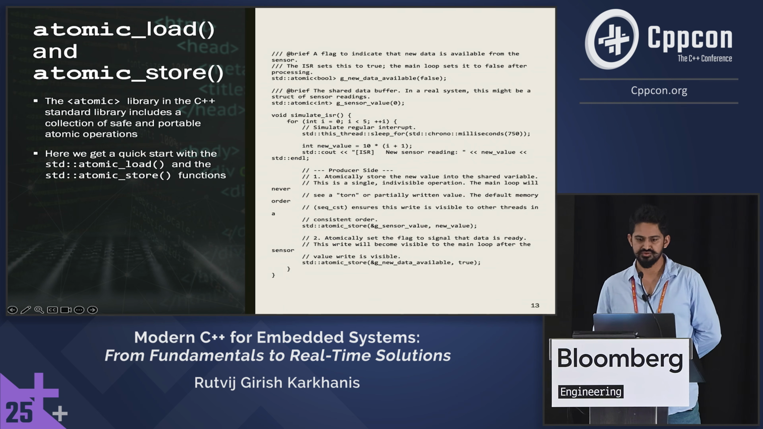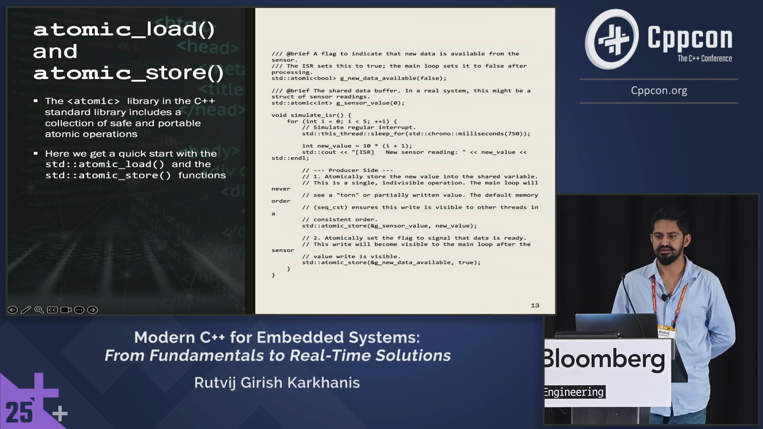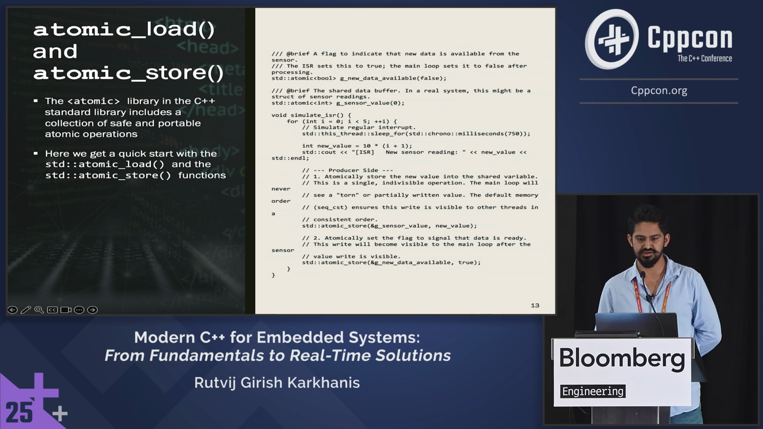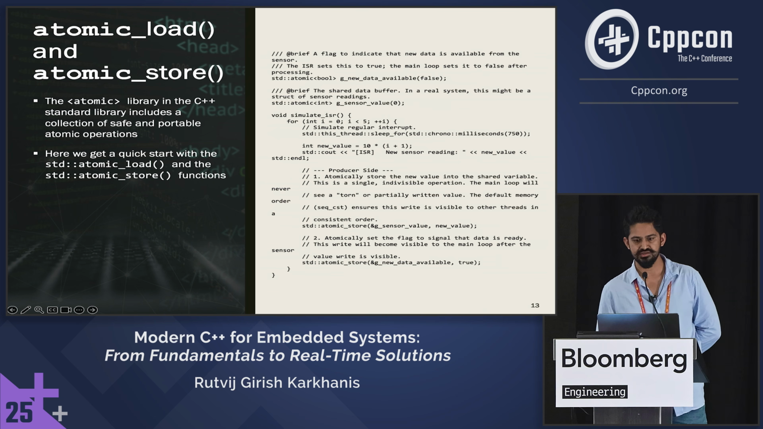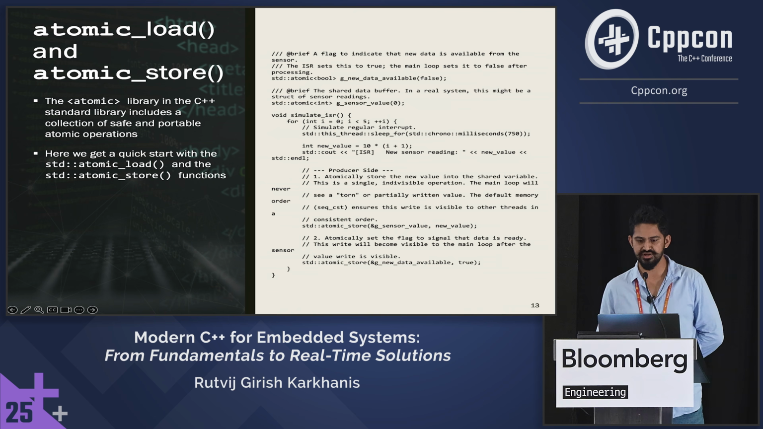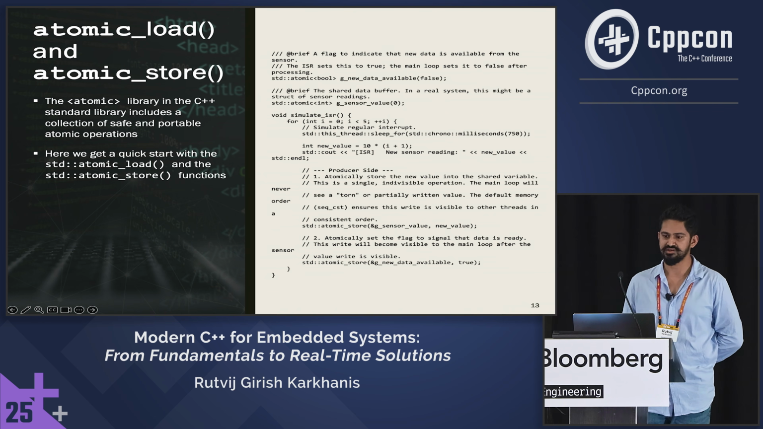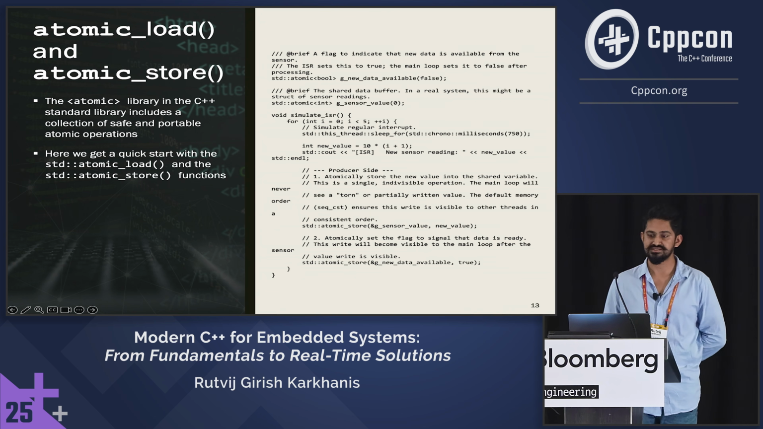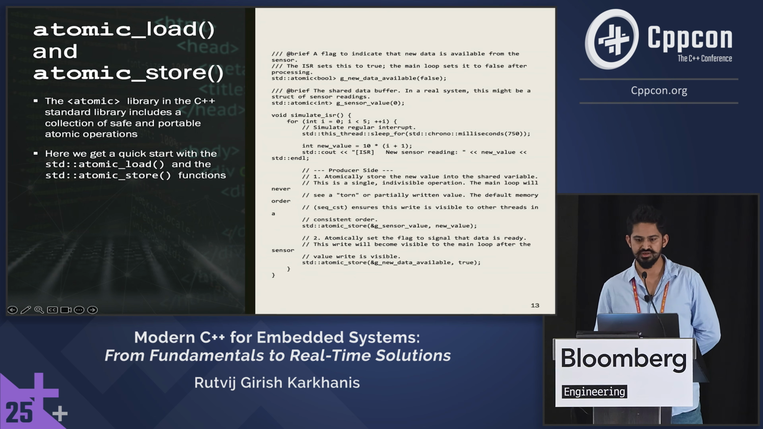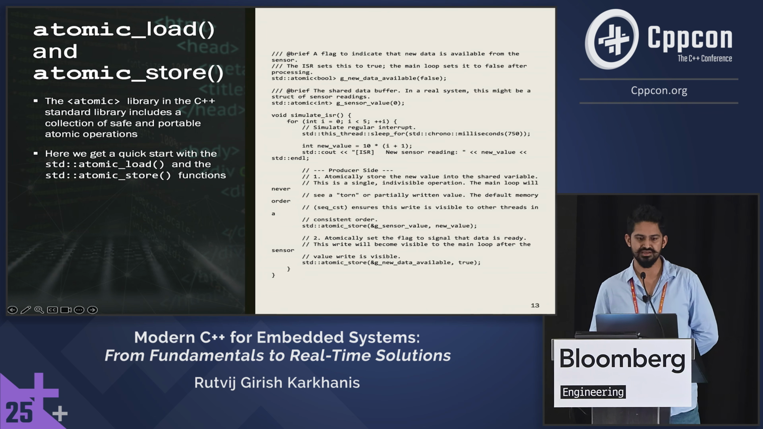Atomic load and atomic store. The C++ standard library includes a collection of safe and portable atomic operations in its atomic library. These are extremely useful to solve data races and reordering problems. On many systems, writing an integer, for example, isn't a single instantaneous operation. So the consumer side may be at a risk of reading a torn value, resulting in garbage value calculation.